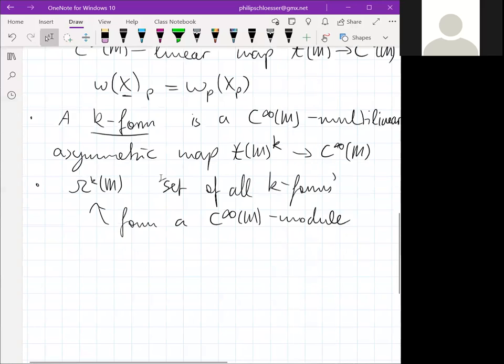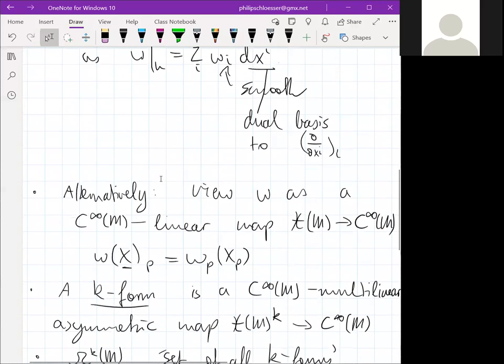I see, I see. Yeah, and the fact that omega as we defined it here is C infinity M linear is just because those omega p's are linear maps. And if I multiply by some function here, then this will just be s(p) there, which is just a real number. So then we can pull it out of omega, and then we have our linearity.